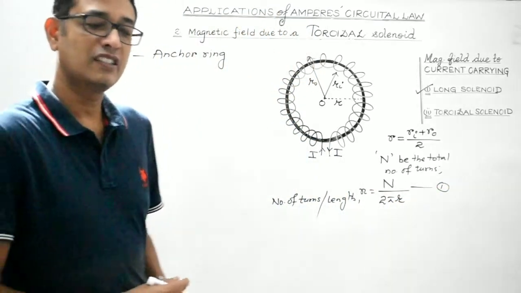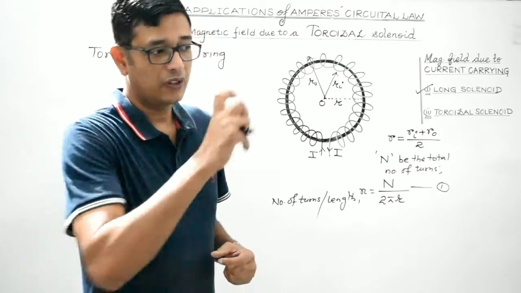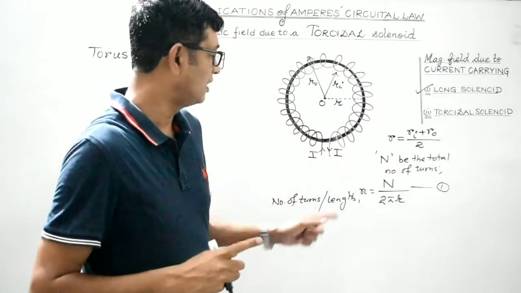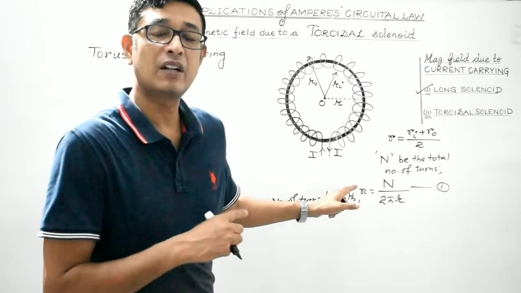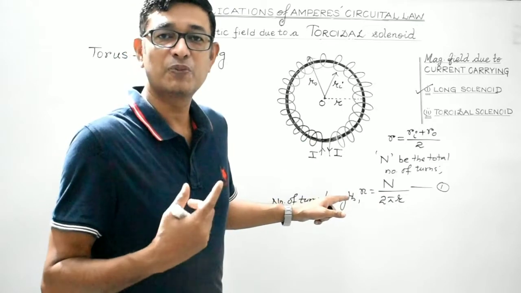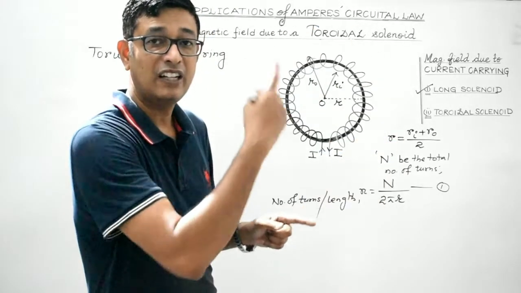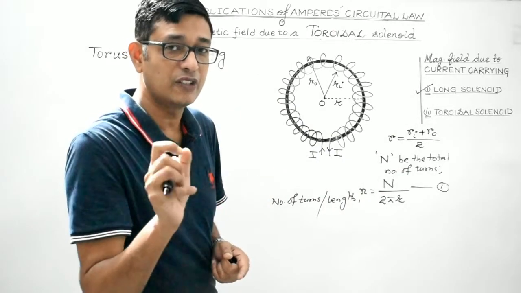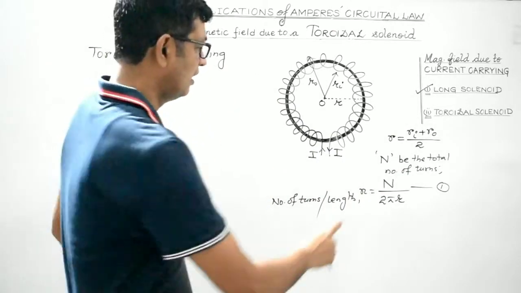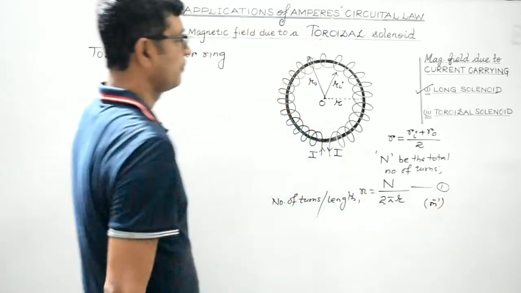So the difference between the straight solenoid and the toroidal solenoid is that in the previous case where we considered a straight solenoid, the number of turns per unit length is capital N divided by L, the linear length. Here the number of turns per unit length is capital N divided by the total length, which in this case is the circumference, 2 pi r. Again, the SI unit of small n would be per meter, right?